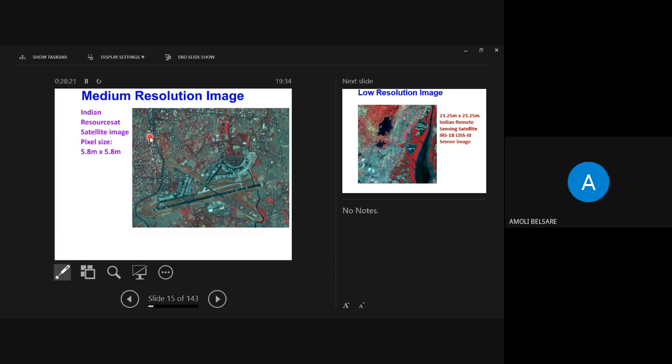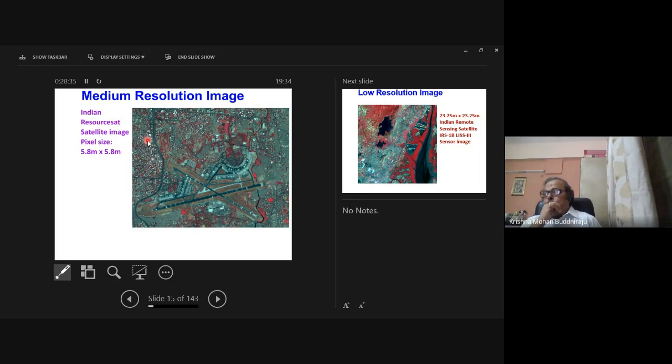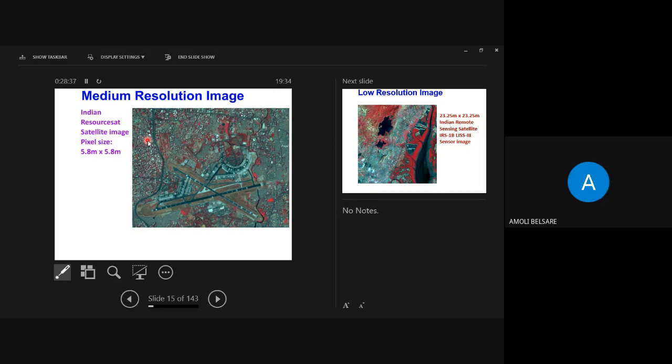Sorry to interrupt, I have one question over here. Are these true color images or false color composite images? These are false color, FCC, images. That's why the red color and others are there, right? Red color denotes vegetation. Yeah, vegetation or grass.